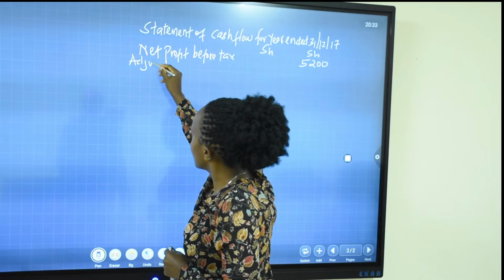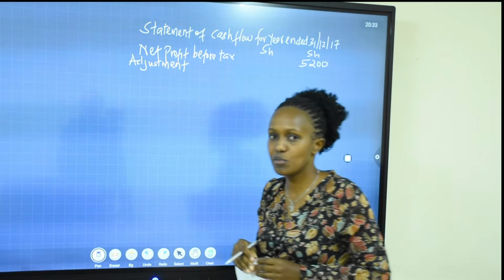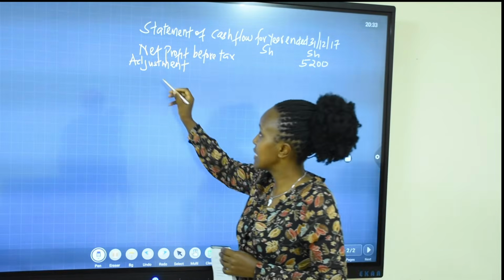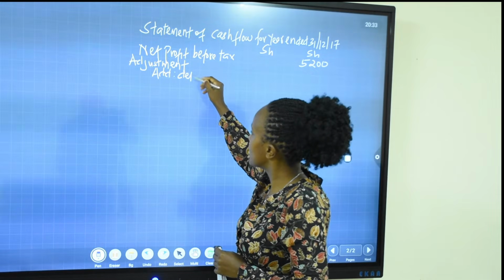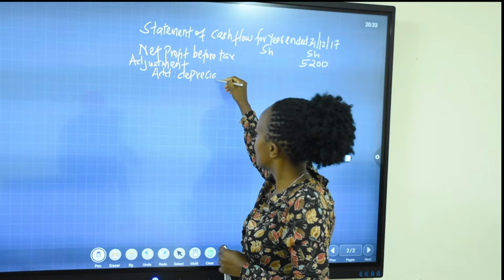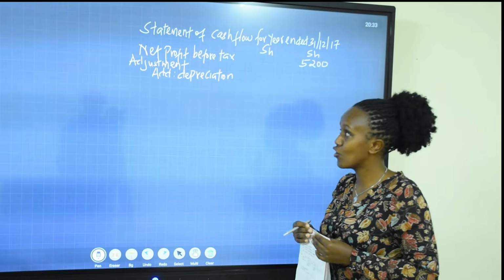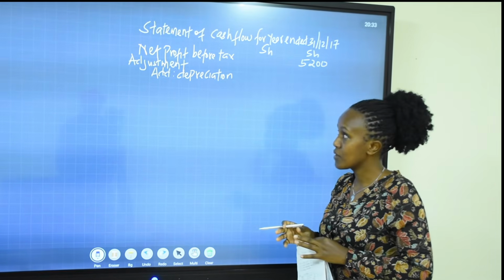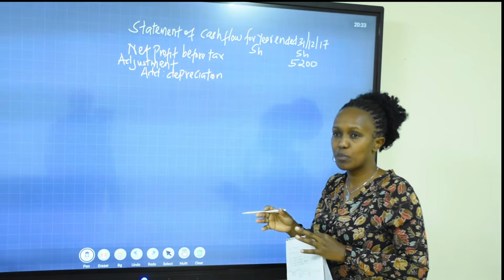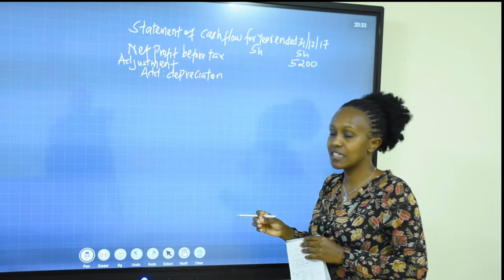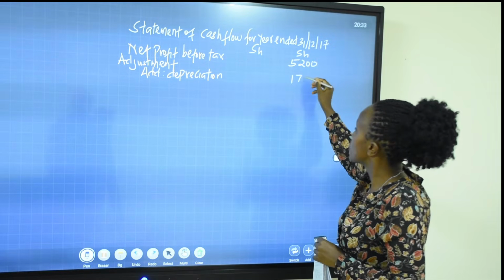So we are going to do adjustment for non-cash items, the items that do not represent cash movement. And the first one is depreciation. We have said that the depreciation was subtracted in the income statement as a selling and administration cost. It was included in the figure of 8,800. But we know that the specific amount of depreciation out of 8,800 is only 1,700.